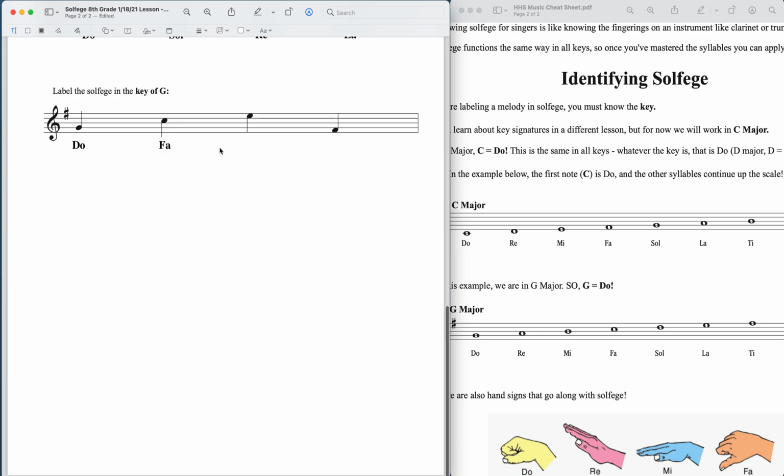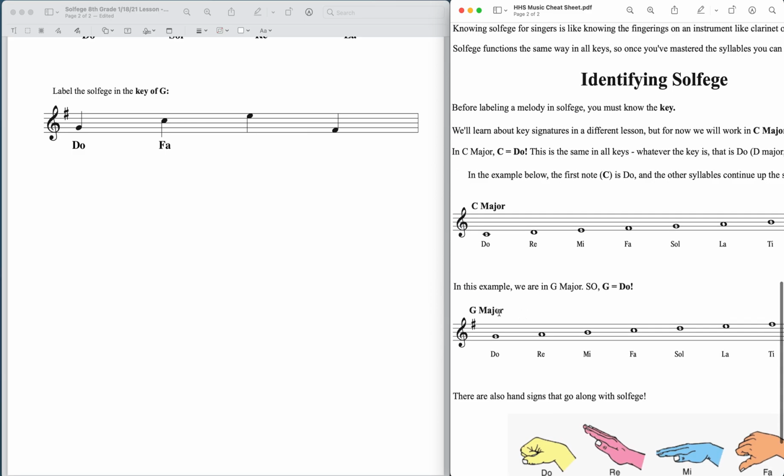Put fa right there. If we went up to the next note here, you'd see that after fa would be so on this line right here. And then on this space, we would have la. Okay, and again, here it is, right over on the cheat sheet. La is on the top space in G major. It should be different in C major, of course. You always have to be looking at your key.